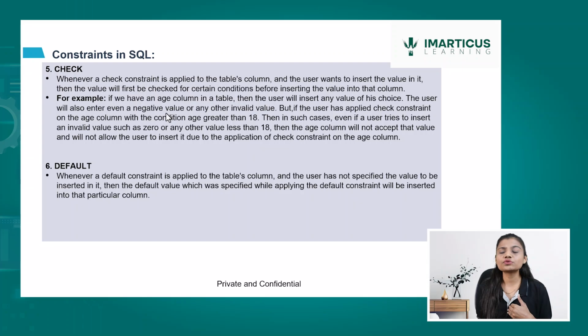If I say that the student's age must be greater than 18, then I have some validity applied over there. In such cases, even if the user tries to insert an invalid value such as 0, any other value less than 18, or even a negative value, the column will not accept the value and will not allow the user to enter it, but instead it will throw an error. So this is how check as a constraint can be applied, which helps you to keep the validations when the data is being inserted. That is the check constraint which we have.